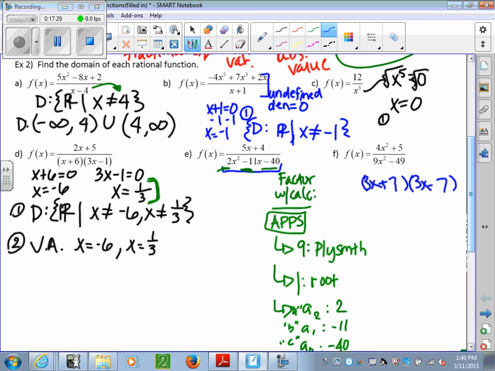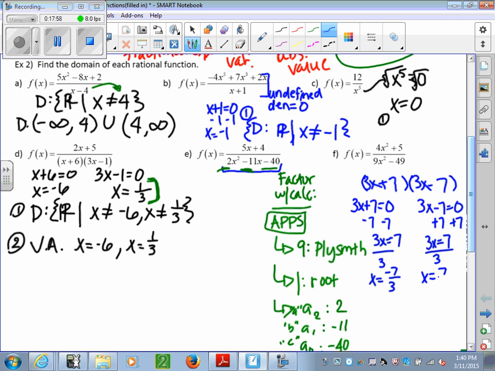Alright, so I set these both equal to 0. These are my factors, so I'm going to have 3x plus 7 equal to 0, and 3x minus 7 equal to 0. And this will tell me where my vertical asymptotes are and what my domain is. So subtract 7: 3x equals negative 7, divided by 3, x equals negative 7 thirds. And then here I am going to add 7: 3x equals 7, divided by 3, x equals positive 7 thirds.